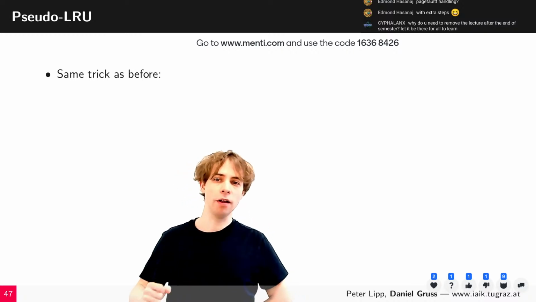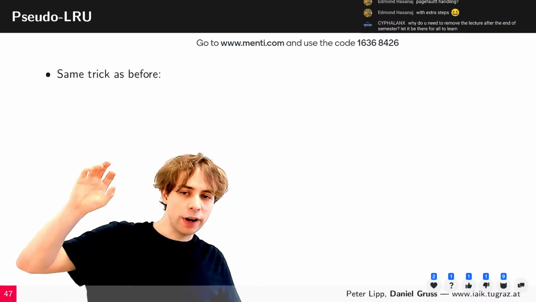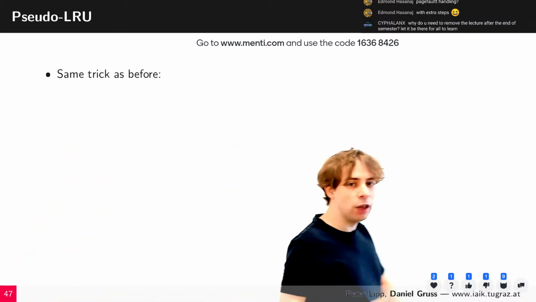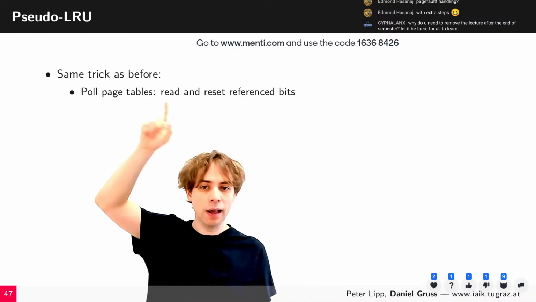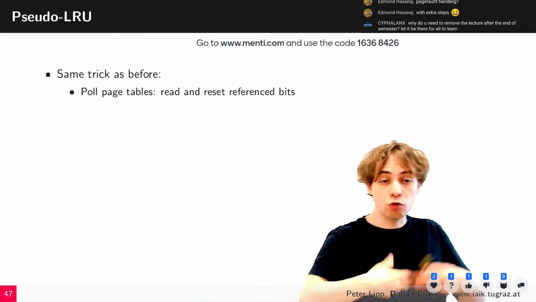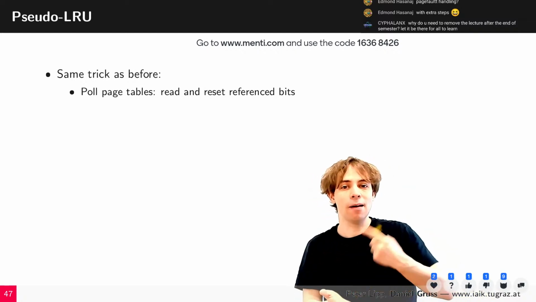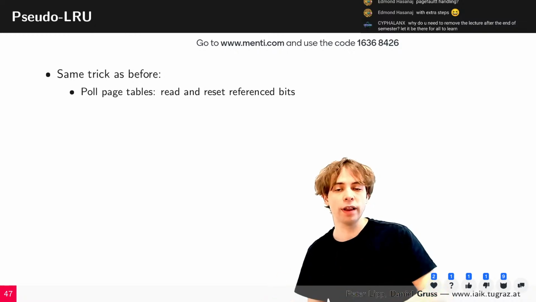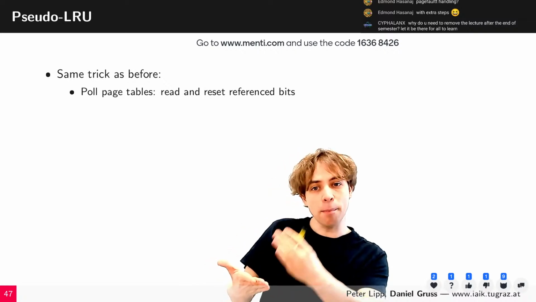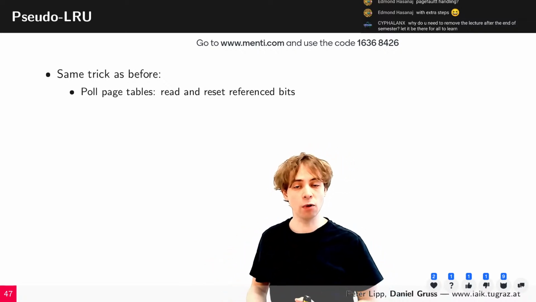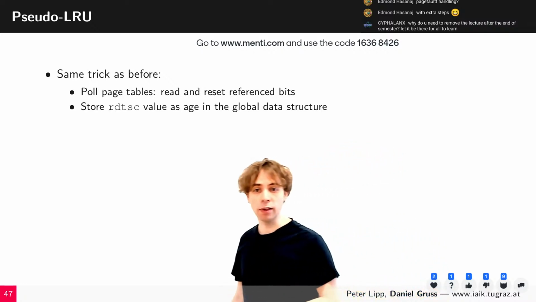Let's talk about Pseudo-LRU. We just said we need this trick for how to get the time, and we use the same trick that we saw in the last lecture for the other algorithms. So we will poll the page tables and read these reference bits and reset them, and now we know, every time we read them, whether it has been accessed, or if it was 0, then it has not been accessed. So we're basically just sampling these page tables at a certain frequency.